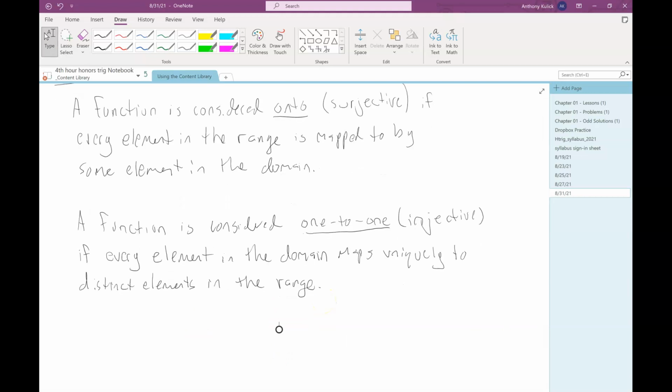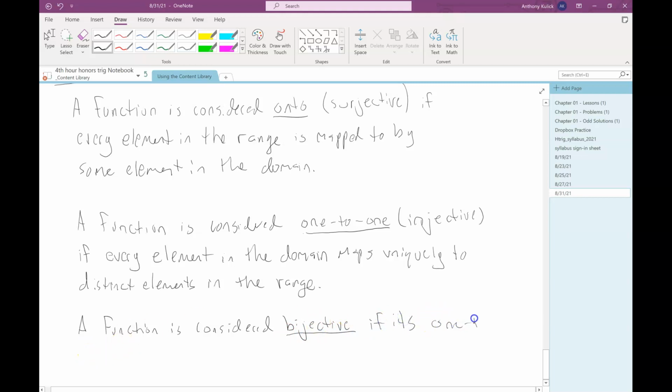And then the last term here is bijective. And we say a function is bijective if it's one-to-one and onto.